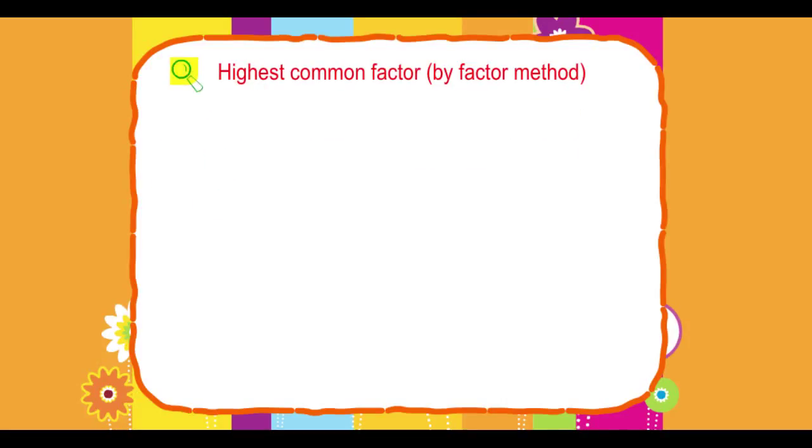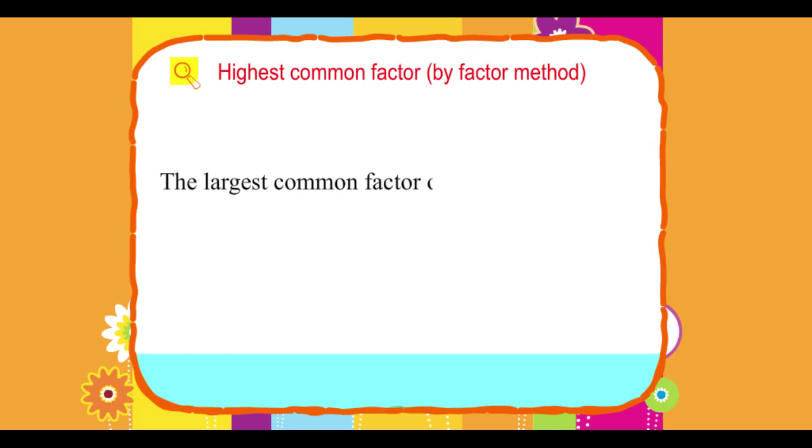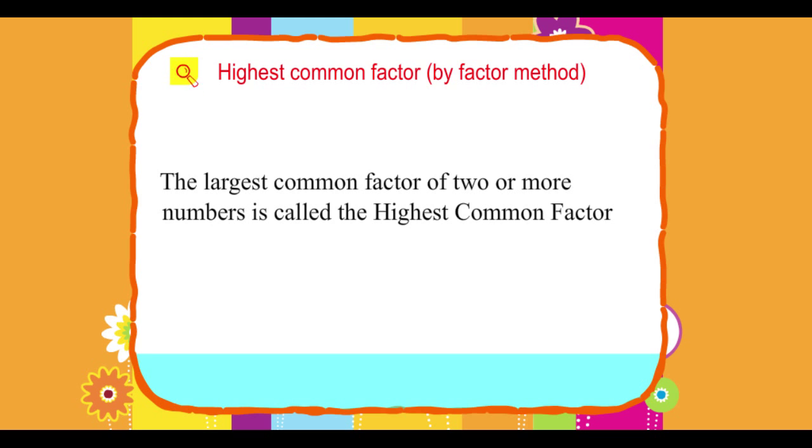Highest common factor by factor method. The largest common factor of two or more numbers is called the highest common factor, HCF, or the greatest common divisor, GCD.